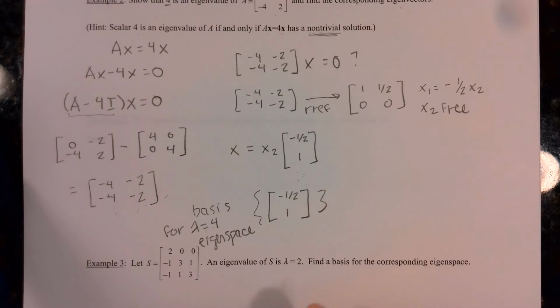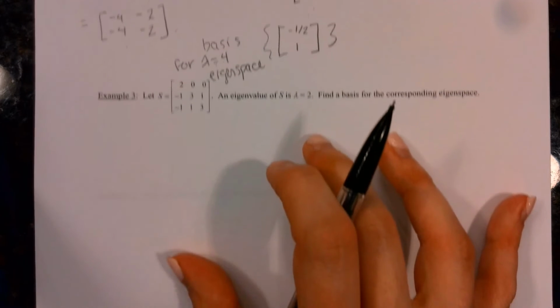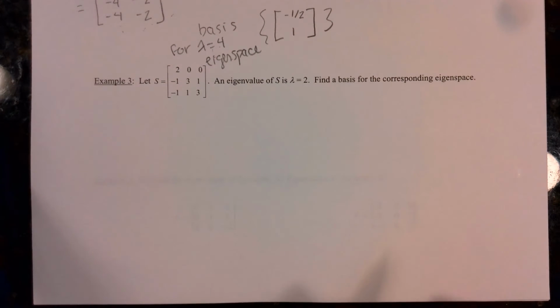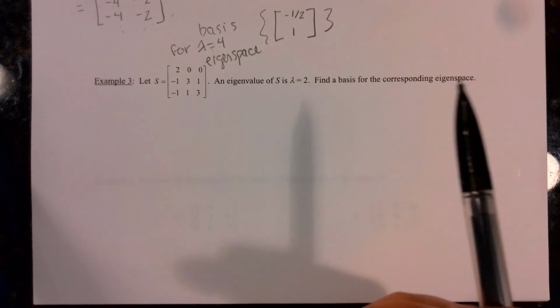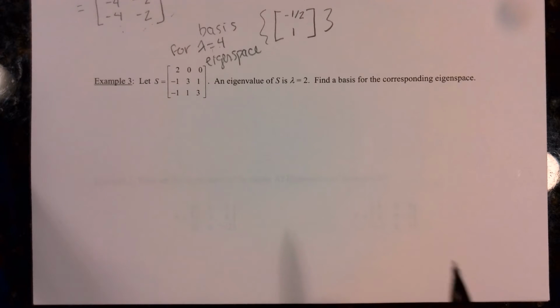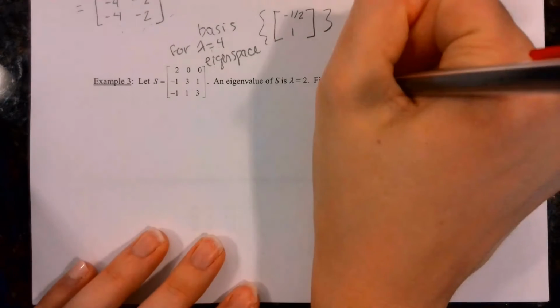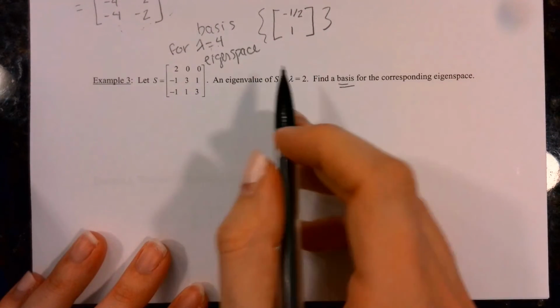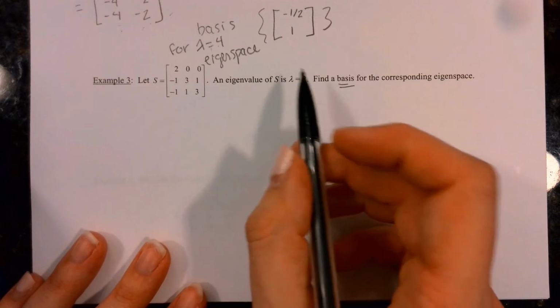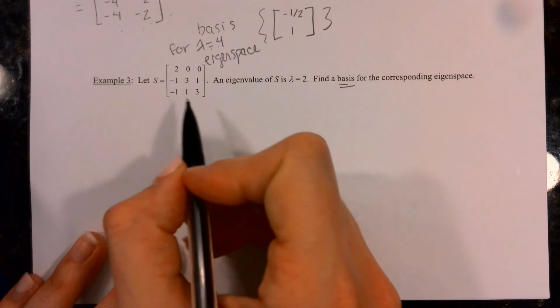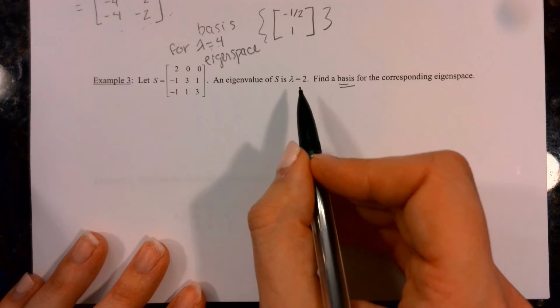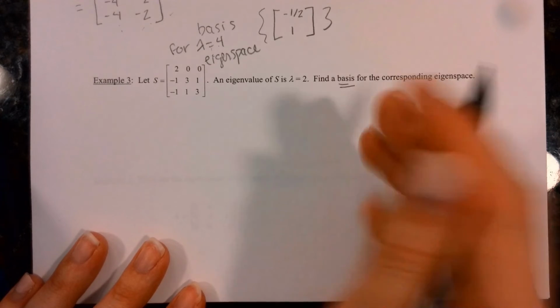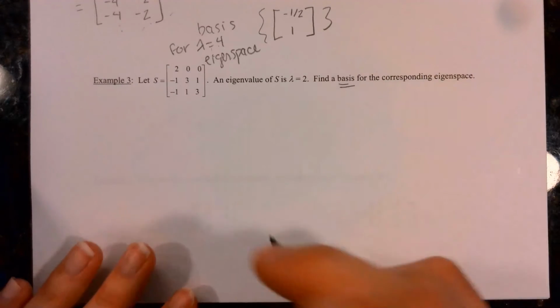So let's do this for something that's a little bit more complicated. Let's expand it into a 3×3. I'm again giving you an eigenvalue, and next lesson we'll talk about how to find the eigenvalues. But I want you to find a basis for the corresponding eigenspace to lambda equals 2. Again, there could be other eigenspaces for this matrix. We are just going to focus on the one corresponding to lambda equals 2. The other ones will correspond to other eigenvalues.